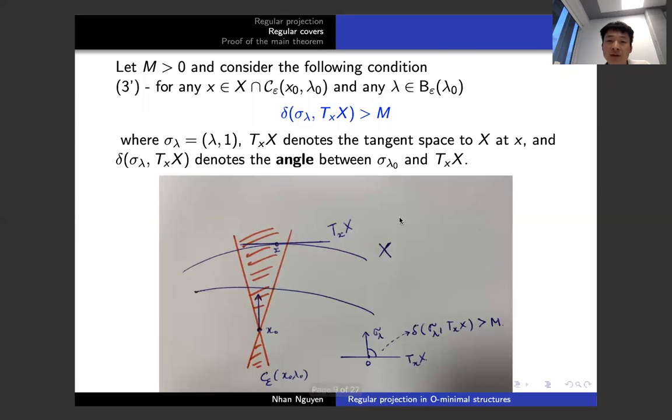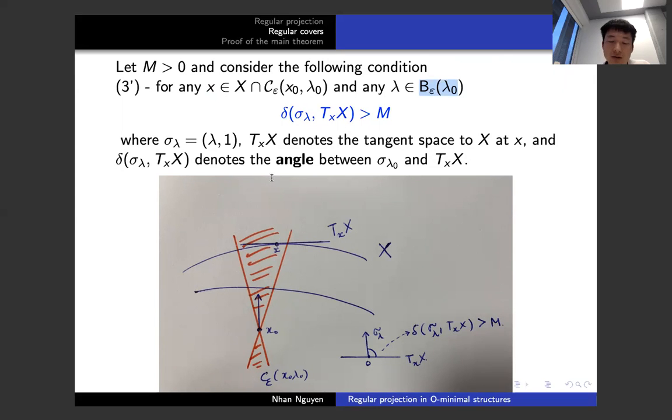To deal with definable sets in o-minimal structures, we introduce a new condition. We call it 3 prime. Let m bigger than 0. The condition 3 prime means for any x in the intersection between the cone and X, and for any lambda near lambda 0, that is in the ball centered at lambda 0 with radius epsilon, the angle between sigma lambda and the tangent space to X at x is bounded away from 0.